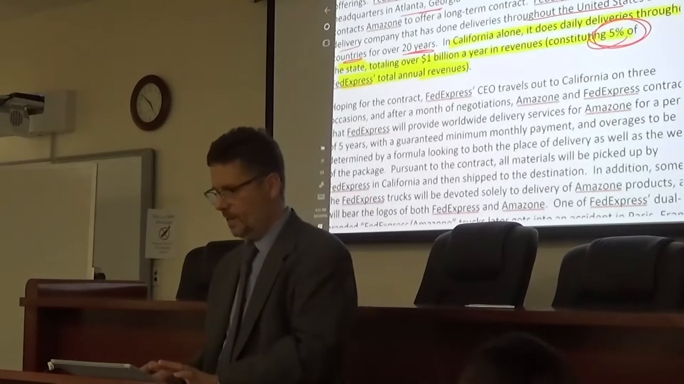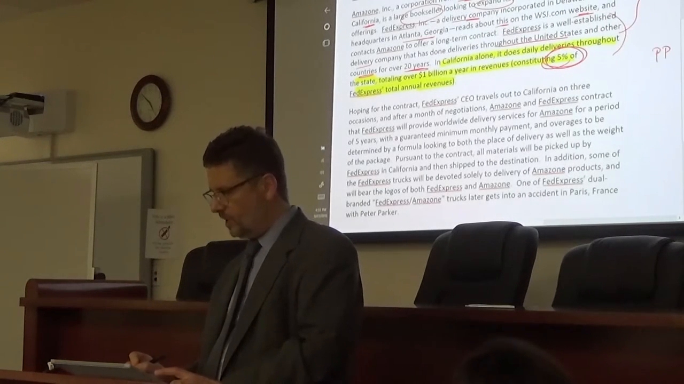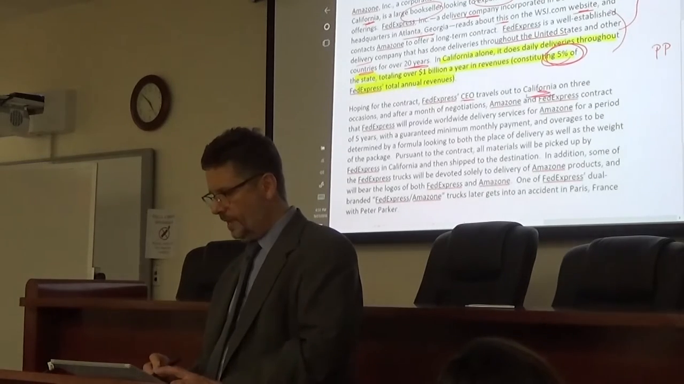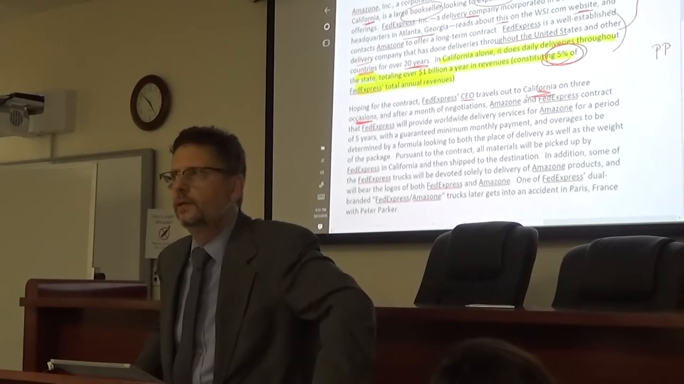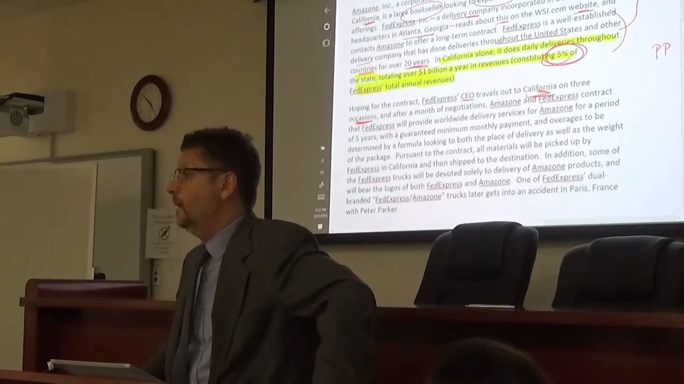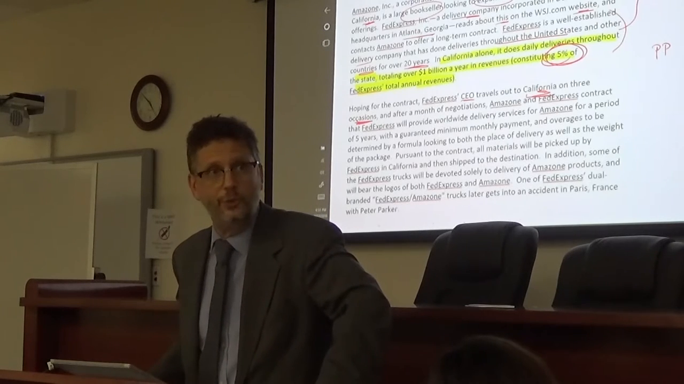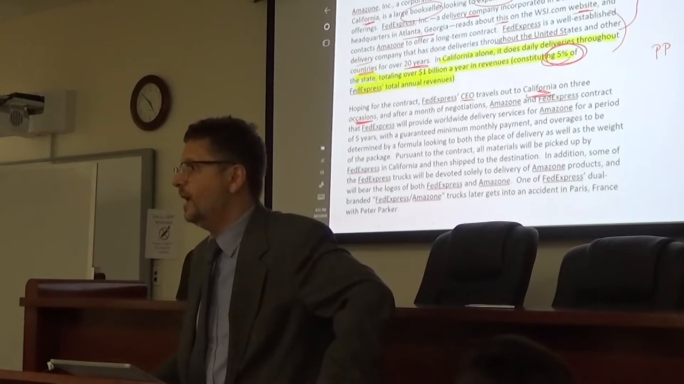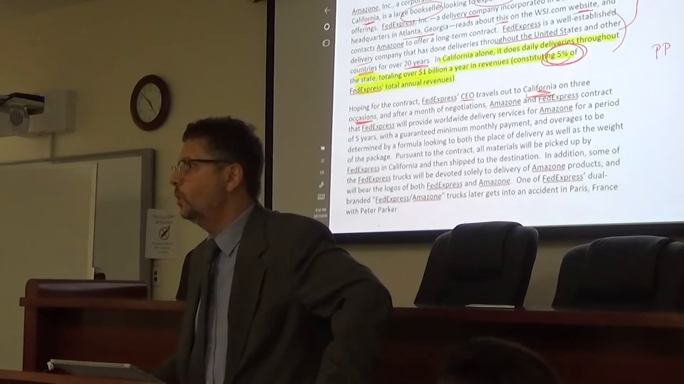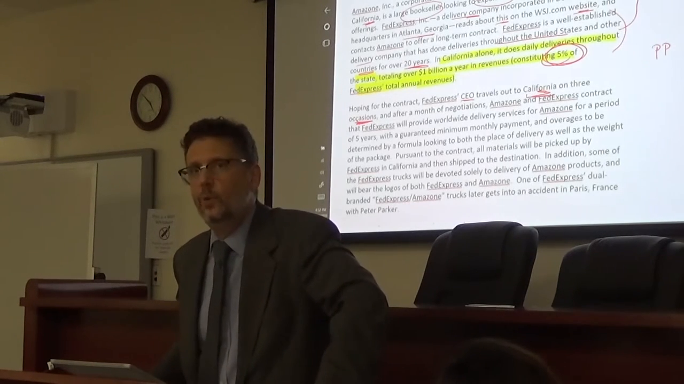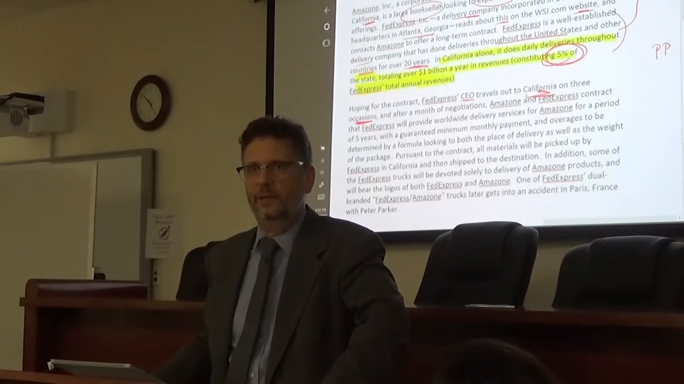Food for thought. Let's get into the contract. Hoping for the contract, the CEO travels out to California on 3 occasions. Does that sound like a contact? Yes. Is that like Worldwide, where the plaintiff took the defendant's goods out to the forum state? Or is this more like McGee, or International Shoe, or Hanson, where the defendant purposefully availed itself of a forum state?